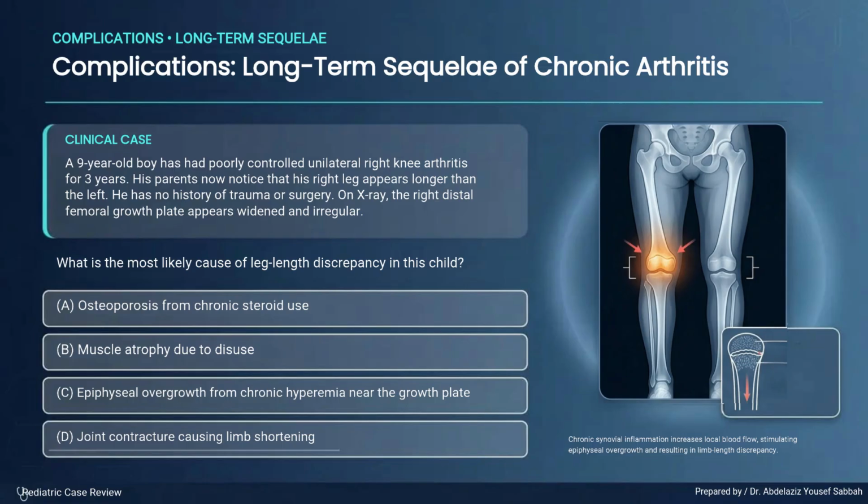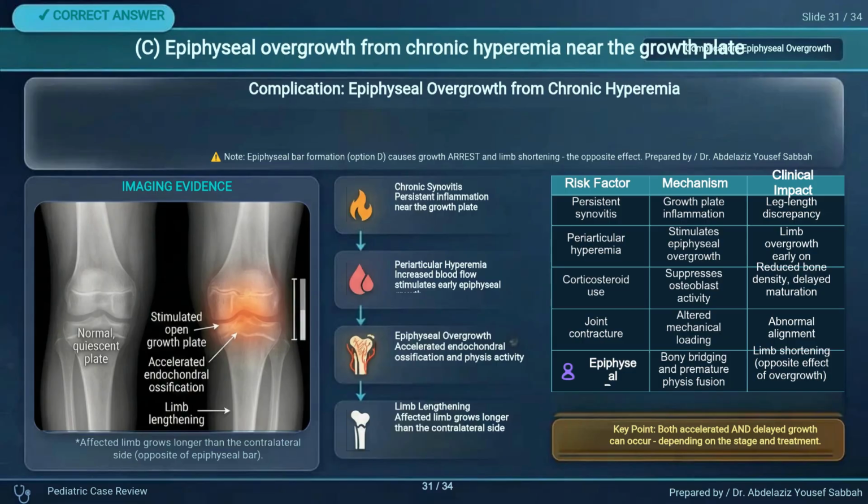Option A, osteoporosis from chronic steroid use. Option B, muscle atrophy due to disuse. Option C, epiphyseal overgrowth from chronic hyperemia near the growth plate. Option D, joint contracture causing limb shortening. The correct answer is option C, epiphyseal overgrowth from chronic hyperemia near the growth plate.